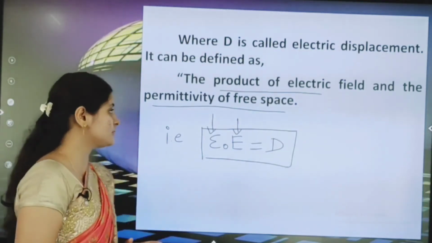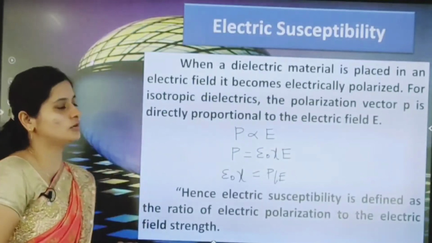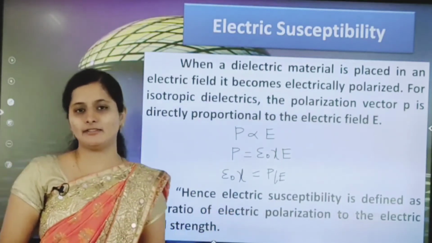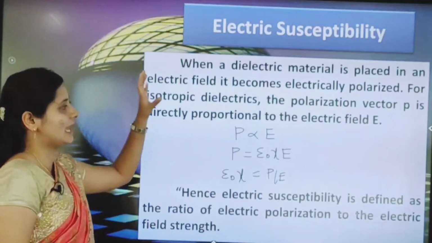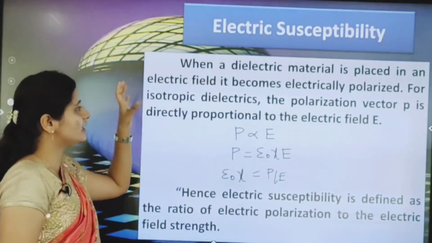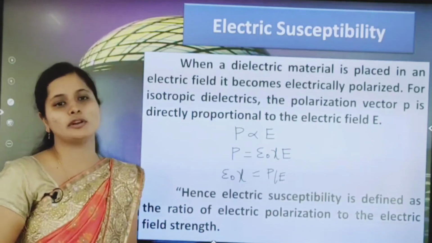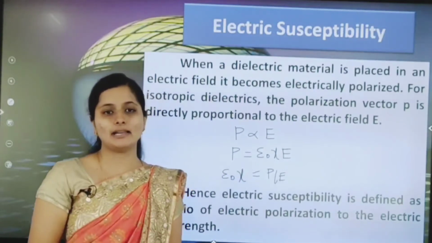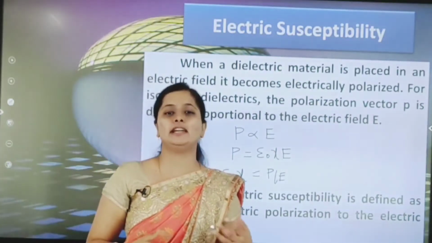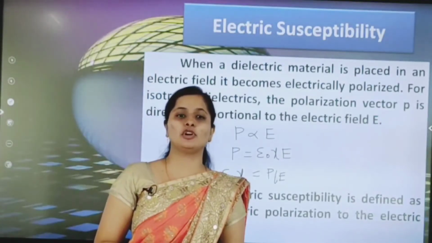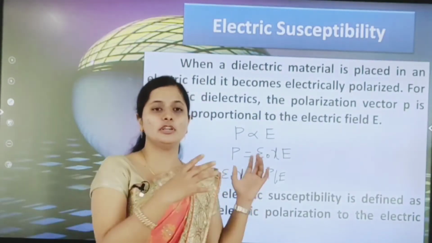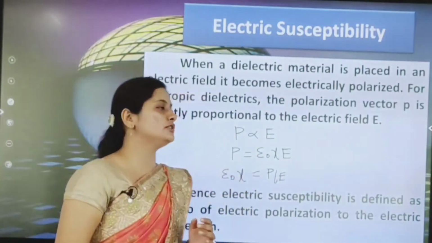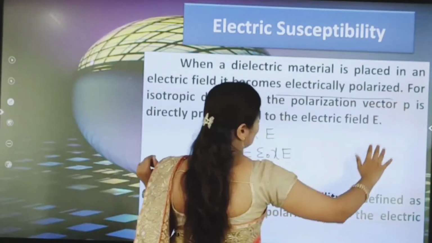Next we will move to the electric susceptibility. Again in that also, first we will see the explanation, after explanation we will see the definition. Here, when a dielectric material is placed in an electric field, it becomes electrically polarized. Already we know that when we keep our dielectric material in a parallel plate capacitor, we get the net dipole moment. Polarization is nothing but dipole moment per unit volume. So we get the net dipole moment, that is our polarization, and we use the words electrically polarized.